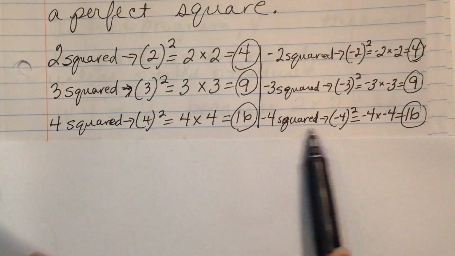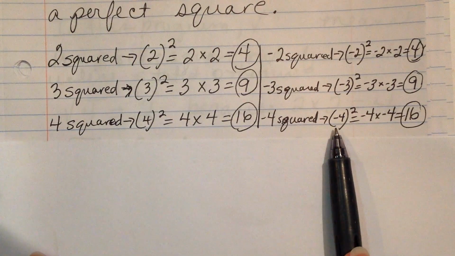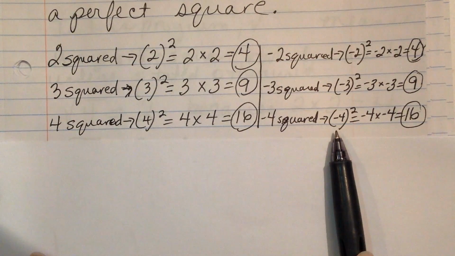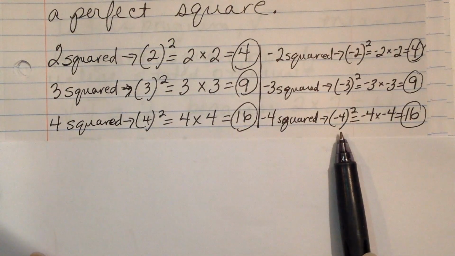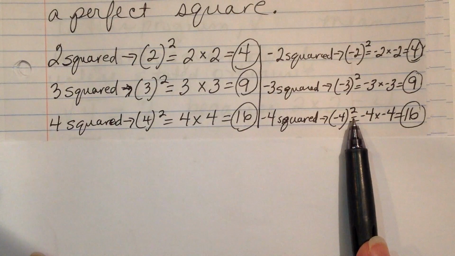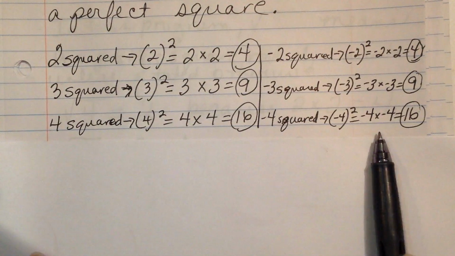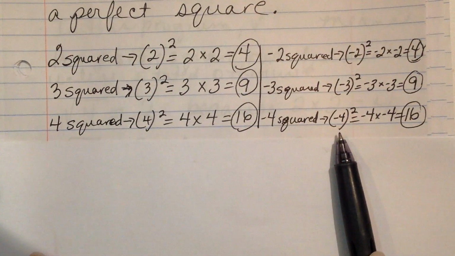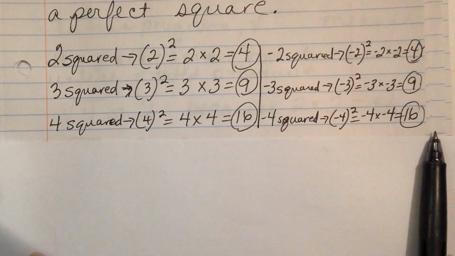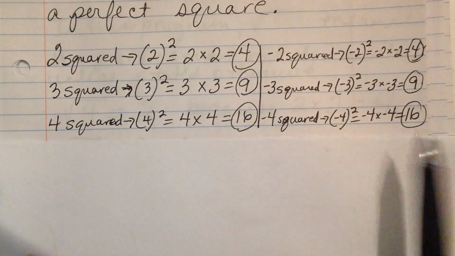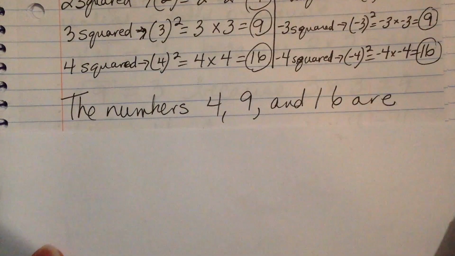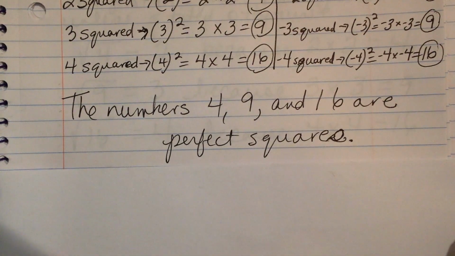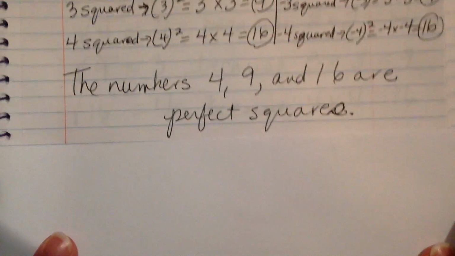Negative 4 squared. Negative 4 inside the parentheses. If you put this in your calculator, you have to put parentheses around the negative and the 4, and raise it to the second power. That means negative 4 times negative 4, which gives you positive 16. If you don't put the parentheses when you're plugging this into your calculator, you will not get positive 16. The numbers 4, 9, and 16 are perfect squares.